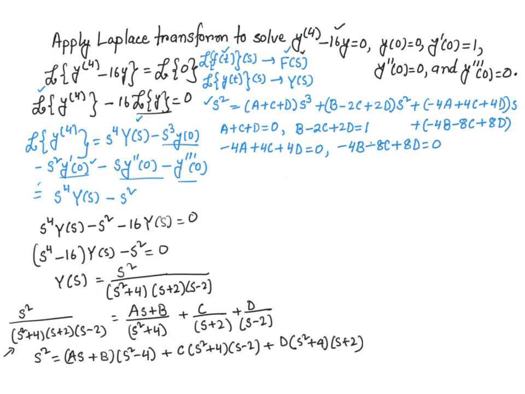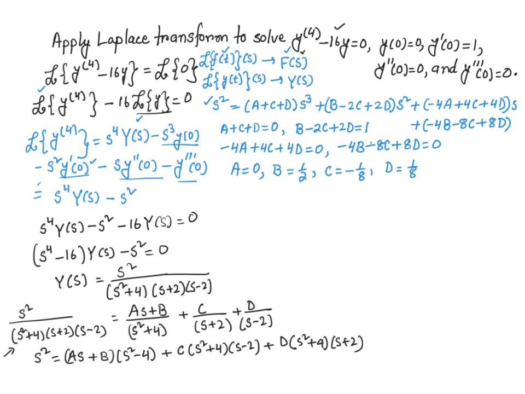Now if you simplify all of this and solve for a, b, c and d, this is what you're going to get. You're going to get a is equal to 0, by the way. Then b is equal to 1/2, and c is equal to negative 1/8, and d is equal to 1/8.